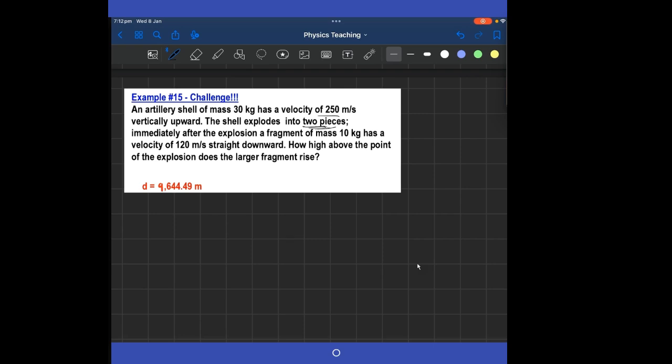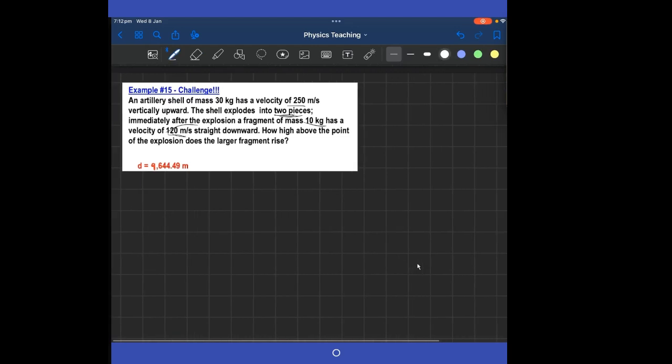After the explosion, there's a 10 kilogram piece. The initial one is 30, so there's no guessing really what the other one's going to be. It's going to be 20. And this is the velocity of the 10 kilogram one. The other one goes up. Find how much higher it rises. So let's do that. Initially we have a 30 kg artillery shell, and it's going up at 250 meters per second.